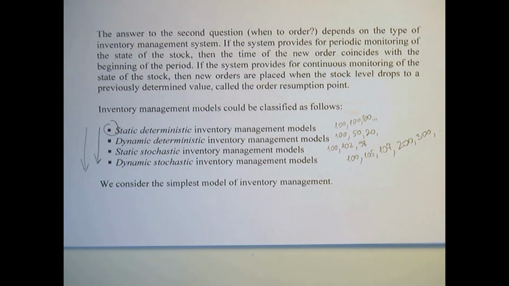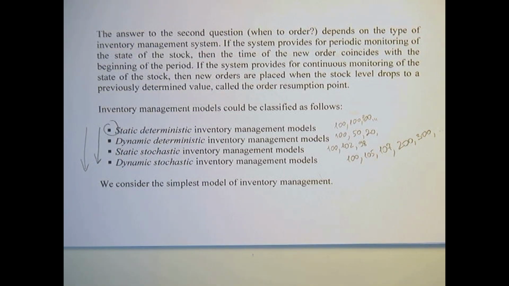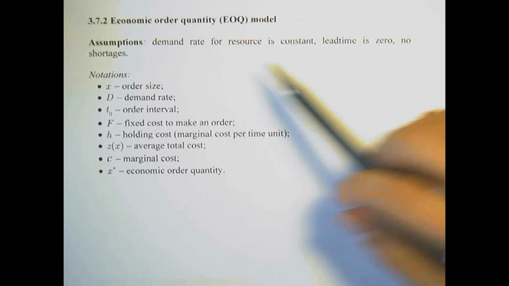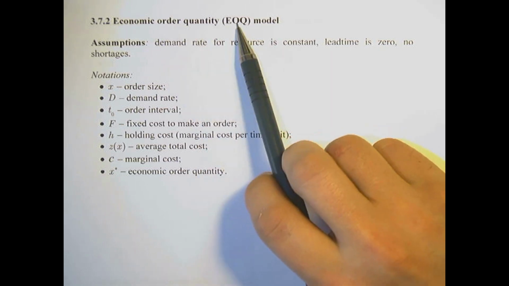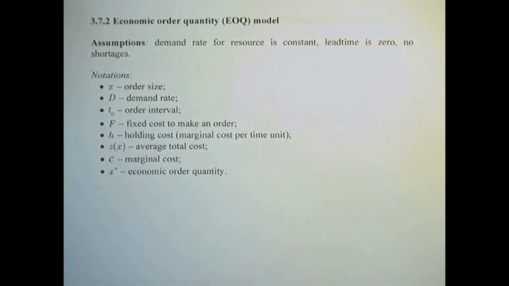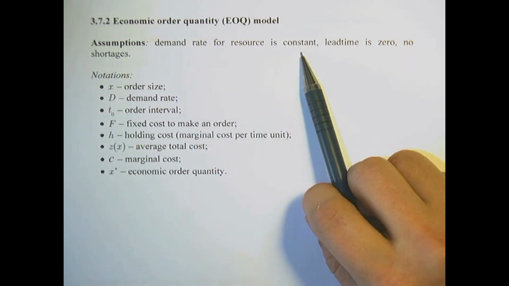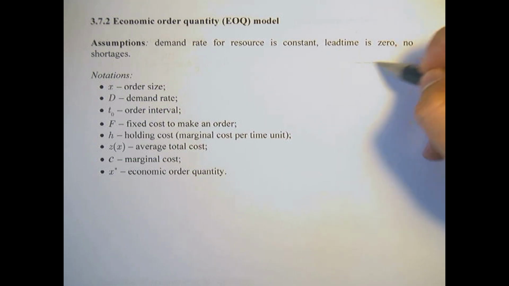So our goal now is just to consider the implementation of nonlinear programming models for real cases, and we consider for this reason the simplest case, static deterministic inventory management models. And this model is known as the economic order quantity model, and the abbreviation is EOQ. Economic for E, order for O, and quantity for Q. Economic order quantity model, and the assumption is that the demand rate for our resource, our orange juice, is constant, and lead time is 0. We start with this assumption.